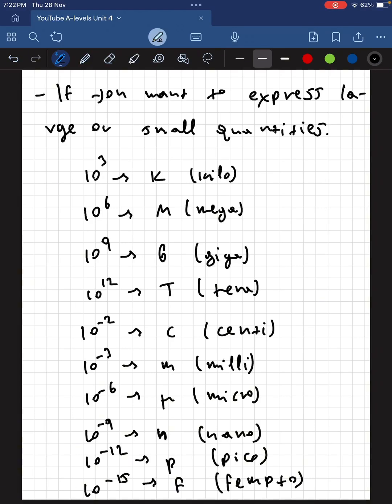As you will see, we will need 10 to the negative 15, because 1 femtometer is about the radius of 1 proton or a nucleus. So it's as small as that. So let's divide this: this is for large and this is for small quantities.